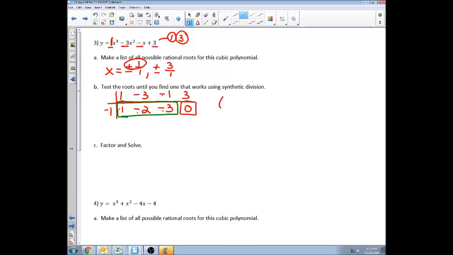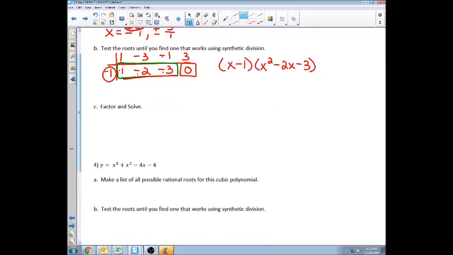Remember, my first set of parentheses will be the opposite of this number, so x minus 1. My second set of parentheses comes from here, so it will be x squared minus 2x minus 3. Again, in part C, I need to factor and solve. So I'll have x minus 1 times x squared minus 2x minus 3 is equal to 0. Find the factors of 3. 1 times 3. Could those possibly add to negative 2?